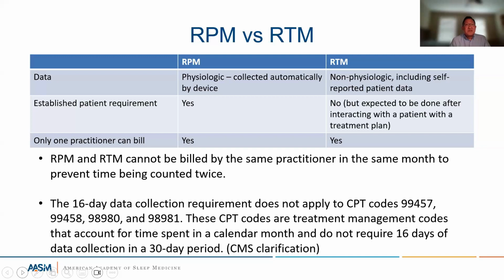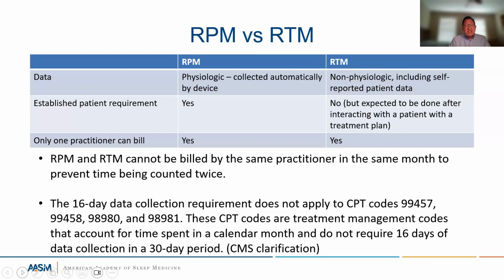So I think the key difference, on the top line there, is that RPM codes involve physiologic data that is collected by a device. So even if a patient were to monitor, say, their blood pressure, they can't send it in. The blood pressure cuff or the device has to be able to send it automatically back to the provider or the practice. Versus RTM, this is anything that's data that's non-physiologic, and this could also include self-reported patient data in terms of symptom management, side effects, things of that nature. It's like, how are they doing since starting a treatment? It may or may not involve questionnaires. And so I think the next slide is important as well.